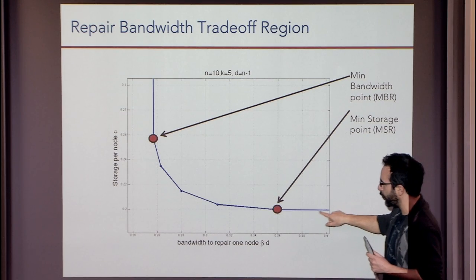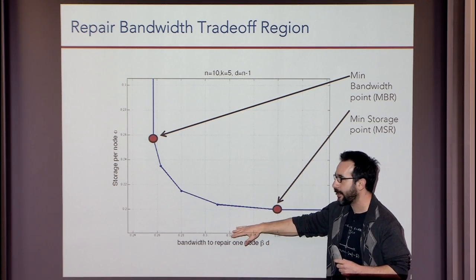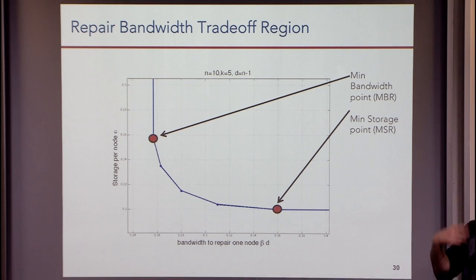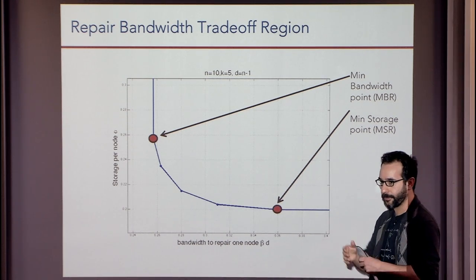So now this is the region for functional repair, and everything outside this region for functional repair is impossible because I showed the cutset bound, right? So it's information theoretically impossible. So this is also called the cutset region.